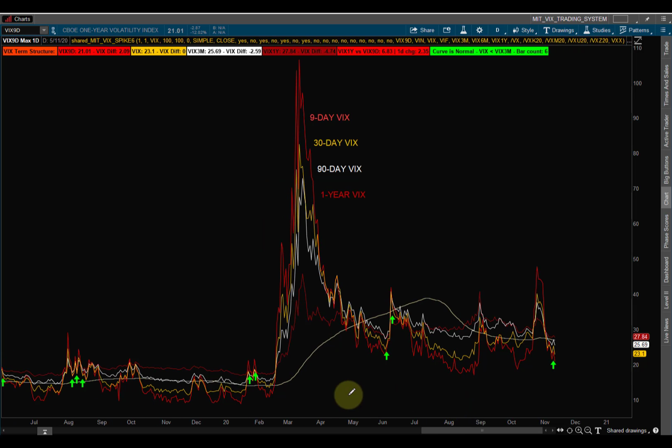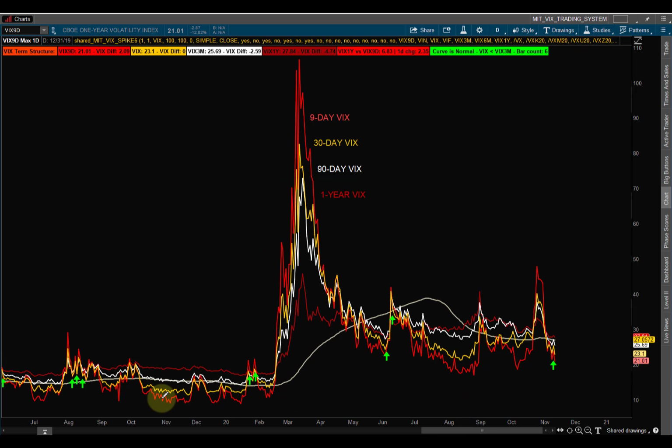But just to give you an overview, if we go back here pre-COVID, here's the 9-day VIX. Here's the VIX that most people follow, the 30-day VIX. Here's the 90-day VIX, and here's the 1-year VIX. Now, the reason these are trading like this is because everything's fine. Everything's okay. 9-day VIX is super low because there's nothing going on. There's no pending news. The world is relatively good. The further out VIX are always going to be higher because there's more time, there's more uncertainty.